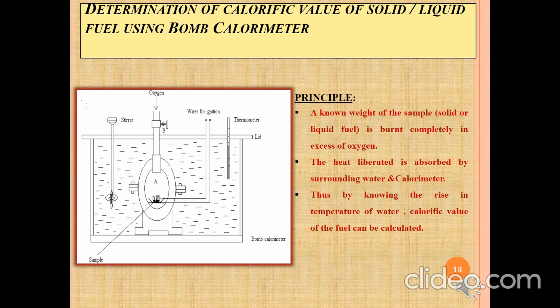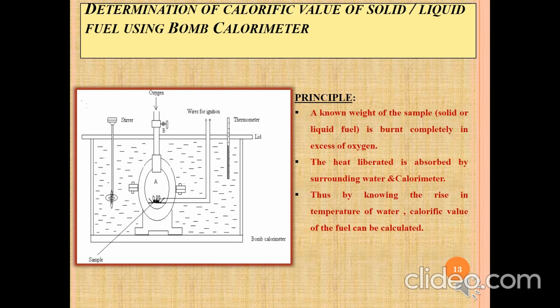An outer jacket is also provided, which generally acts as an insulator. You can see the outer jacket here, which acts as an insulator to minimize the exchange of heat with the surroundings. So this is regarding the construction of the bomb calorimeter.